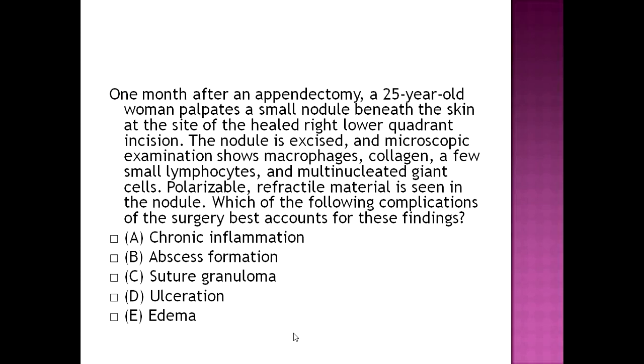One month after an appendicectomy, a 25-year-old woman palpates a small nodule beneath the skin at the site of the healed right lower quadrant incision. The nodule is excised and microscopic examination shows macrophages, collagen, lymphocytes and multinucleated giant cells. Polarizable refractile material is seen. Which of the following best accounts for this complication? So polarizable refractile material is suture, and this whole scenario is of granuloma. So the option suture granuloma is correct.